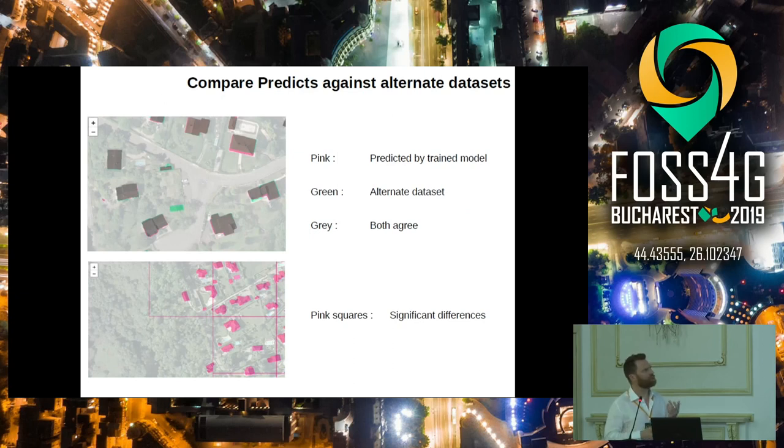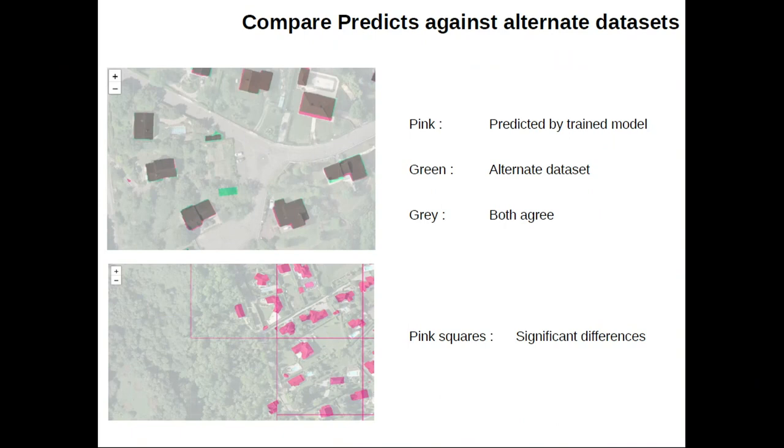We'll see a demonstration. Just before the demonstration, one thing to keep in mind about the colors: pink is configured to be what is predicted by the model. So each time you see pink, it's produced by the model. Each time it's green, it came from the label. And each time it's gray, it means that both agree, because pink and green make gray. So it's an easy way to check the differences at a single glance. The pink square here lets you focus on the area where there are enough differences. So it's a time saver for a human, because they can zoom in directly on the place where it's needed.